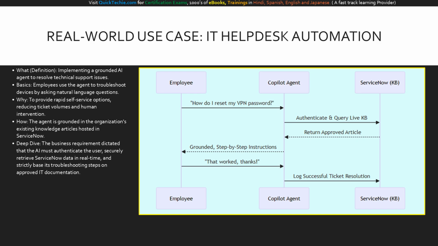Let's walk through this real-time sequence. The employee asks the Copilot agent how to reset their VPN password. Crucially, the agent does not guess the answer. It immediately authenticates and queries the live ServiceNow knowledge base. ServiceNow returns the officially approved, secure article. The agent translates that into grounded, easy-to-read step-by-step instructions for the employee. Once the employee confirms success, the agent can even log the ticket resolution back into ServiceNow. This is the ultimate promise of grounded AI, secure, accurate, and fully integrated business value.